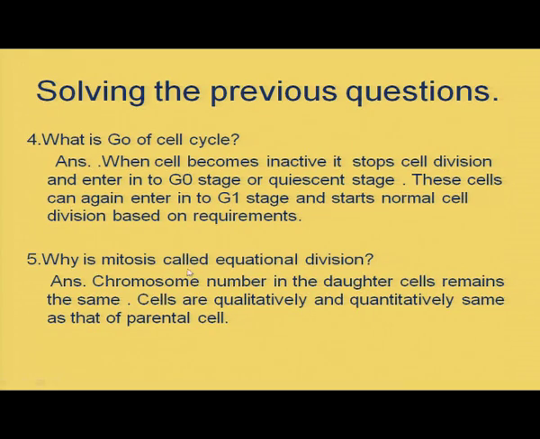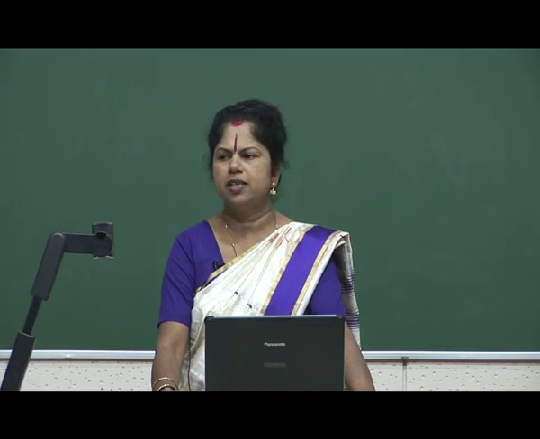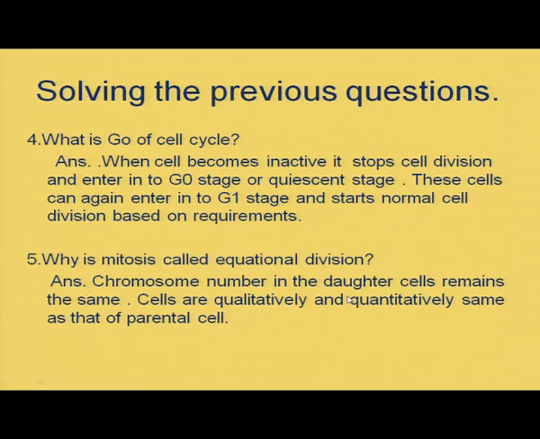Now, why is mitosis called an equational division? Equational means equal in all respects, equal in quality and equal in quantity. After mitosis, the two daughter cells formed are qualitatively and quantitatively the same. Hence, it is known as equational division. They will be in all aspects similar to the parental cell.